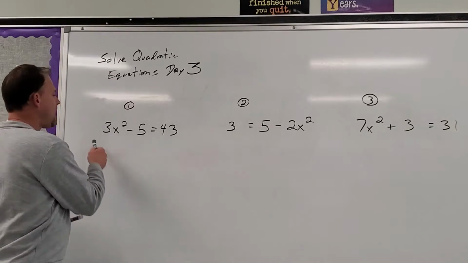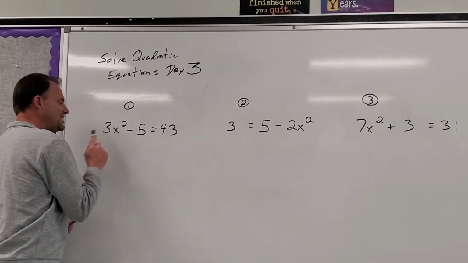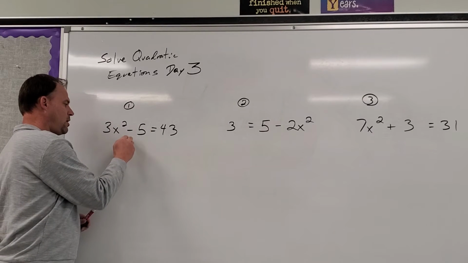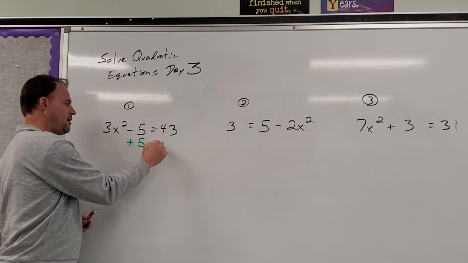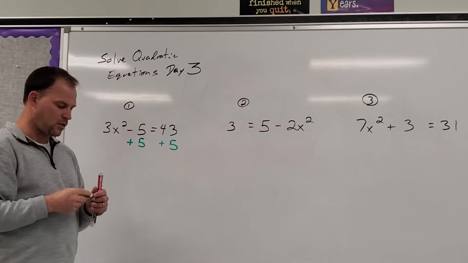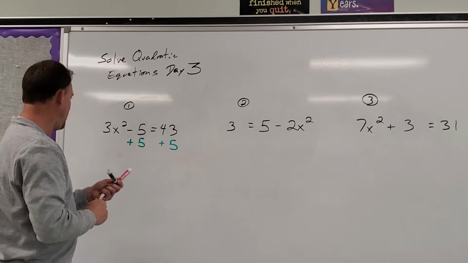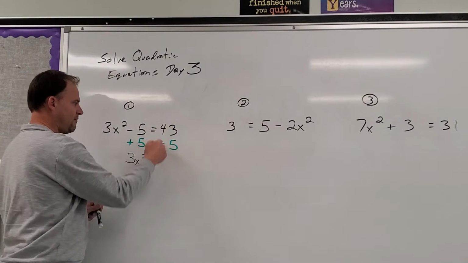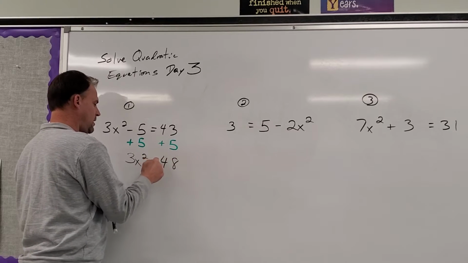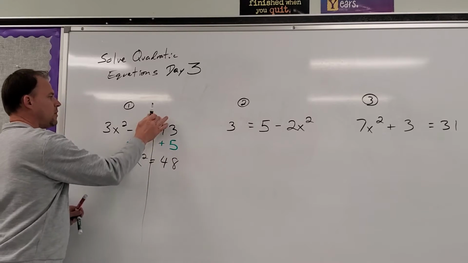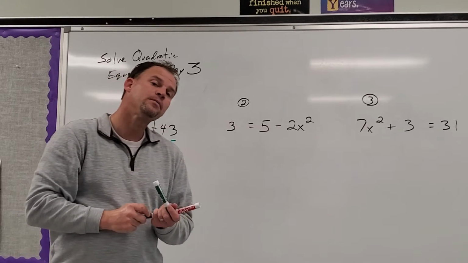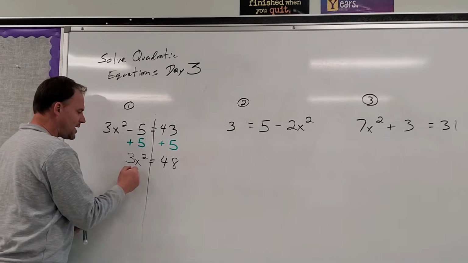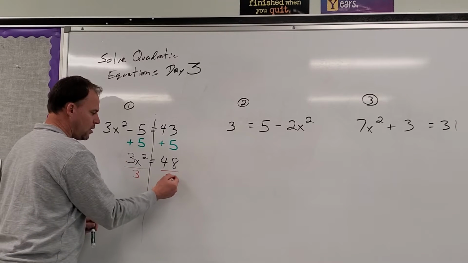All right, so here we go. I've got all of this. I need to get this x by itself. What is the first step? Add 5 to both sides of the equation. So now, what do we have? Well, I've got that gone, so it's 3x squared. I've got this is 48, and I've got an equal sign in the middle of my problem. Now, I gotta get the x squared by itself. I got 3x squared, I gotta divide by 3 on both sides.